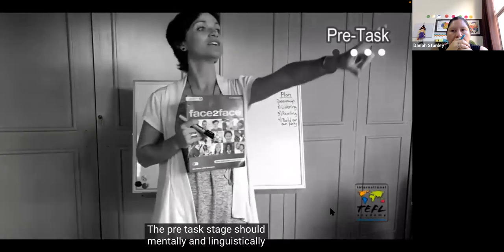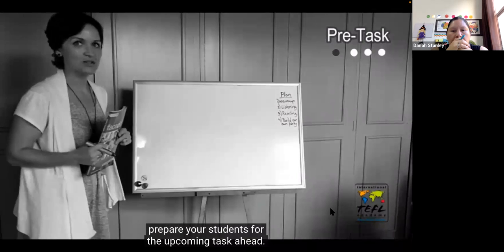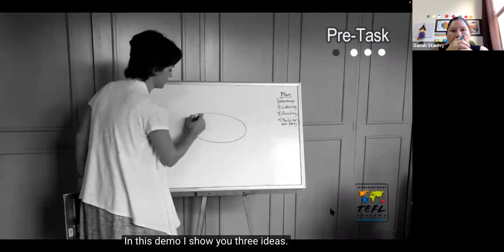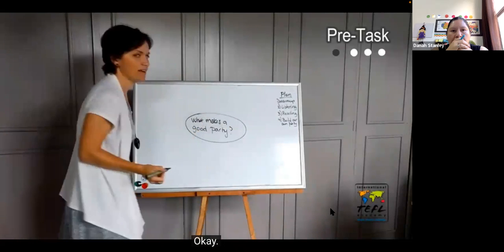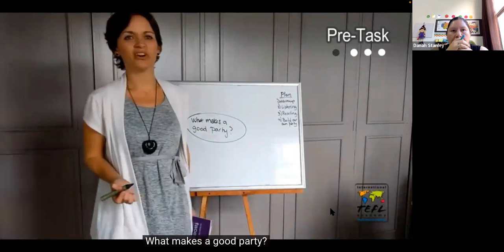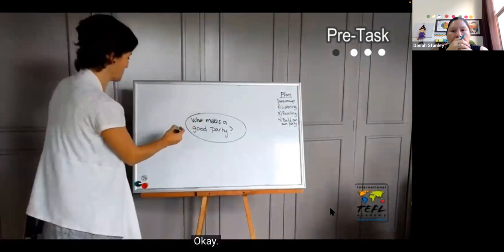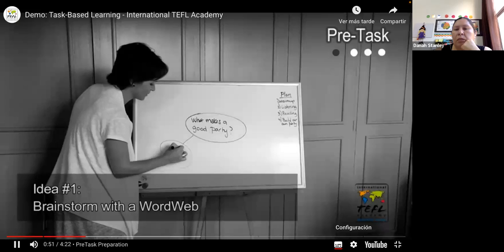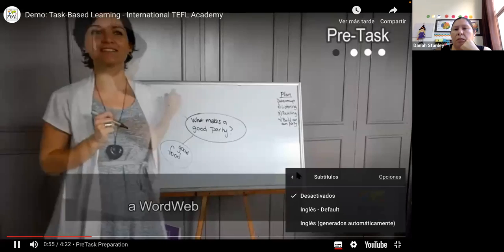Step 1 is the pre-task. The pre-task stage should mentally and linguistically prepare your students for the upcoming task ahead. There are many ways to do this. In this demo, I show you 3 ideas. Okay, what makes a good party? Jorge? Okay, food. Idea number 1 would be the use of brainstorming with a word web.